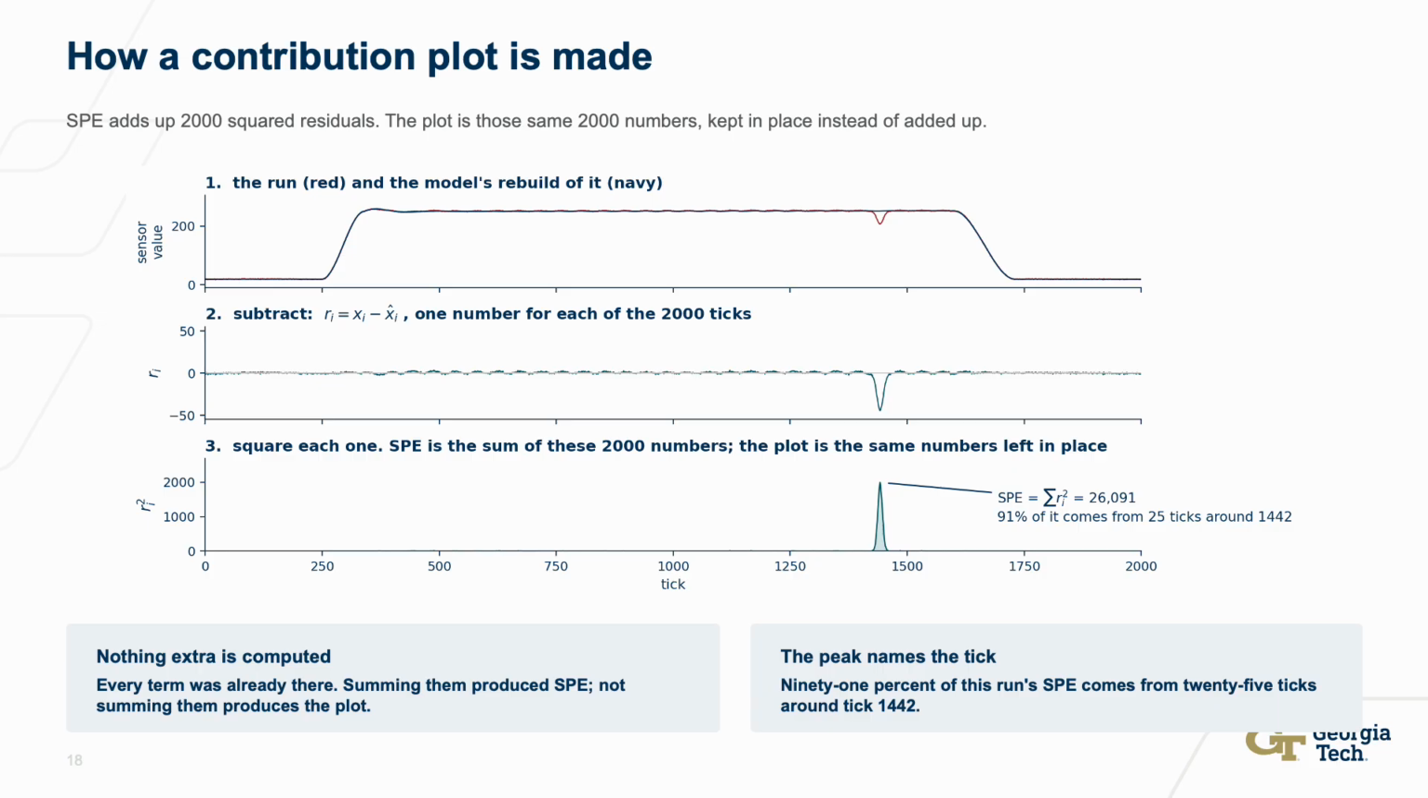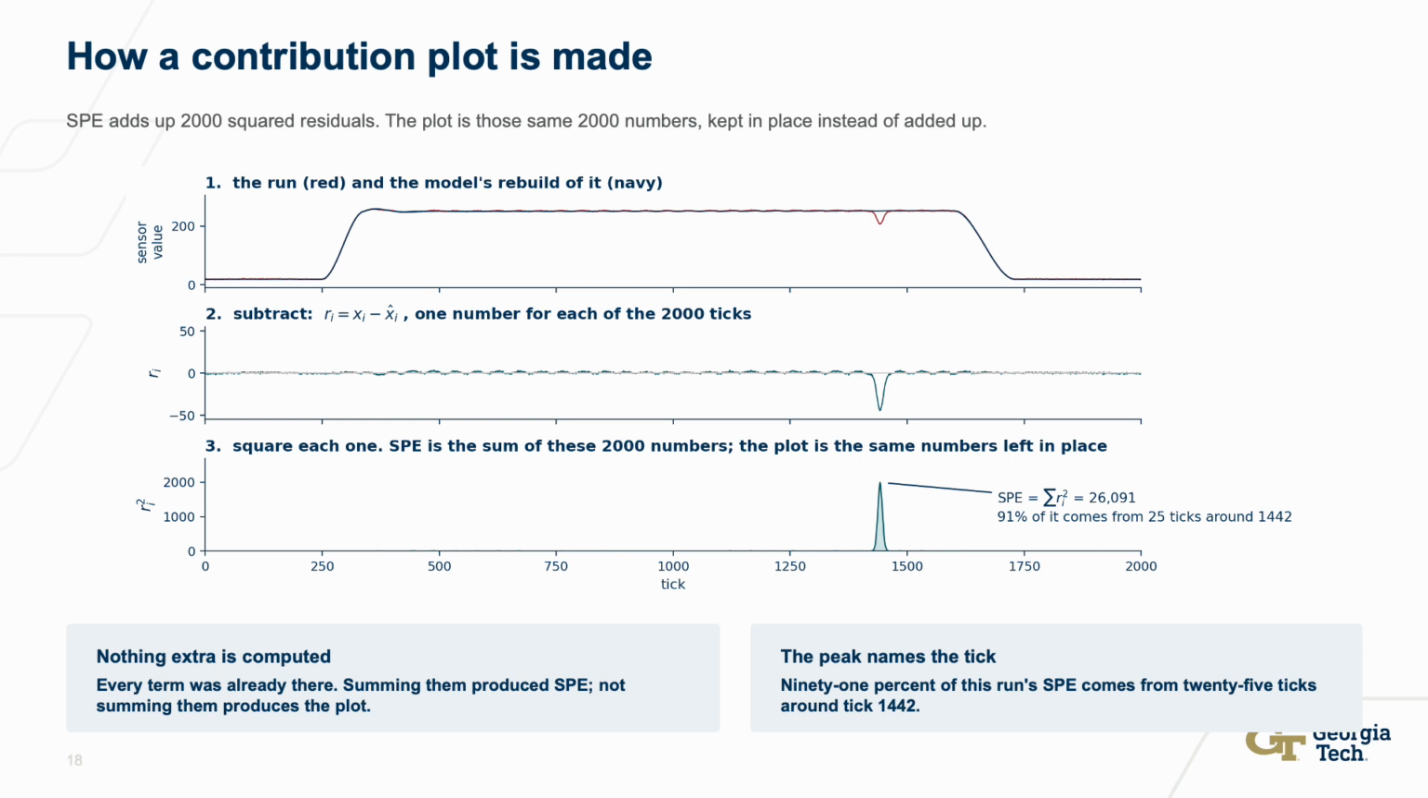Panel 1 is the spike run in red with the model's rebuild of it in navy. Panel 2 is the subtraction, r_i equals x_i minus x̂_i, one number per tick. Panel 3 squares each of those numbers. SPE is what you get if you add up panel 3. The contribution plot is panel 3 itself. So there is no new computation here, no new model. The same quantity is being displayed at different levels of aggregation. In the same way, a monthly total and a daily ledger are the same data.